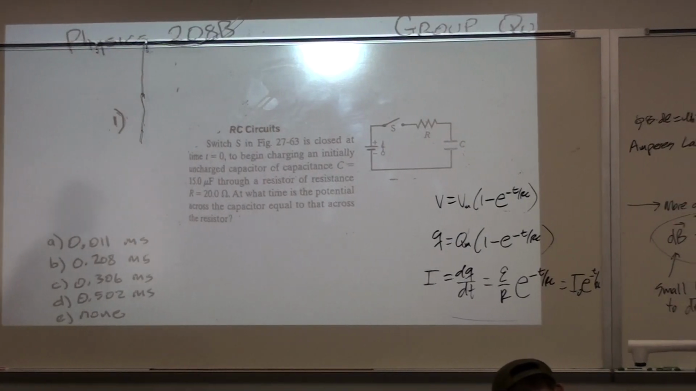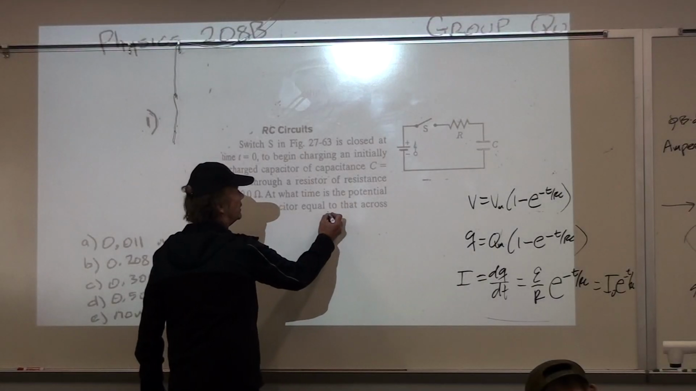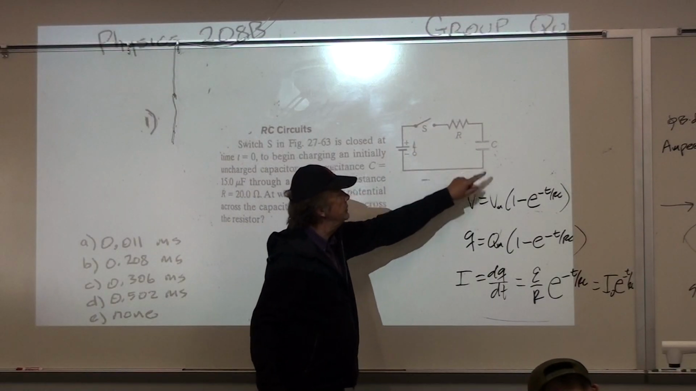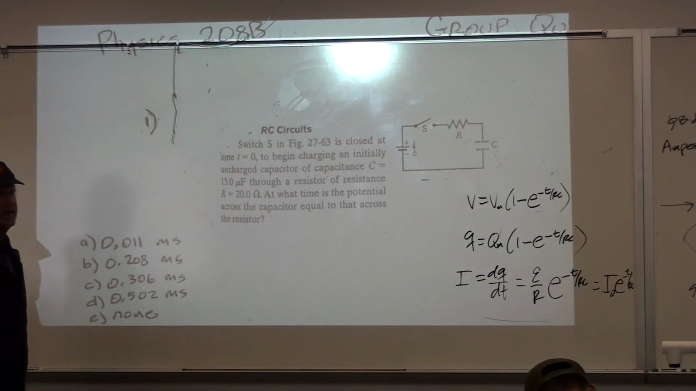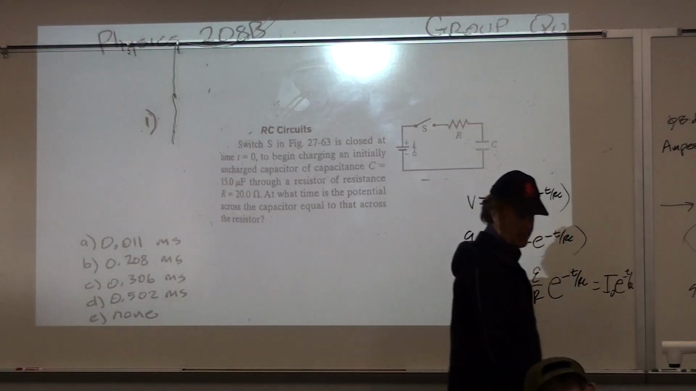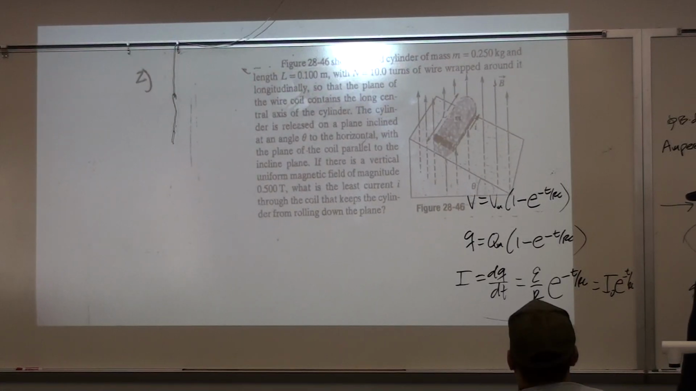But what you need to do then is say, well, IR has to equal Q over C, because we want the voltage drop across the resistor to equal the voltage drop across the capacitor. And so what time does that happen? So that's problem 1.